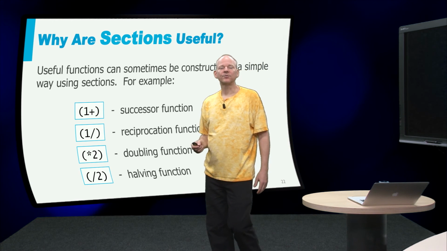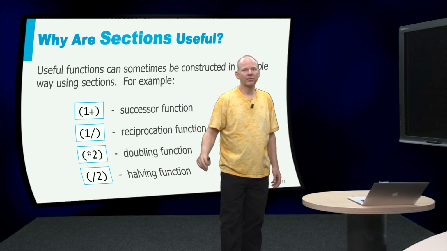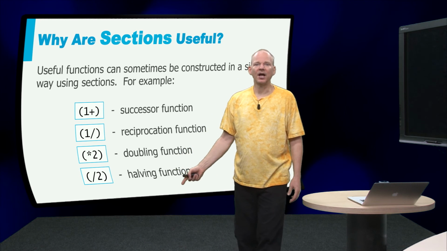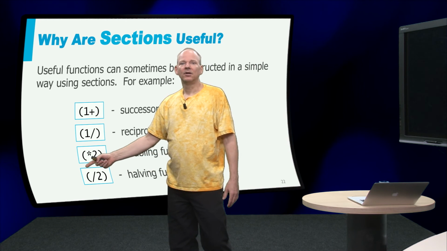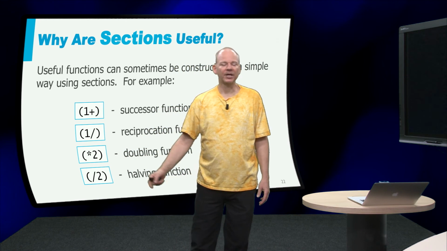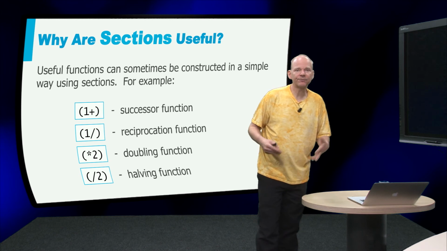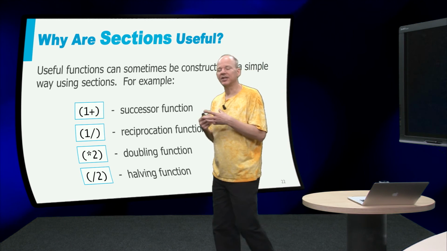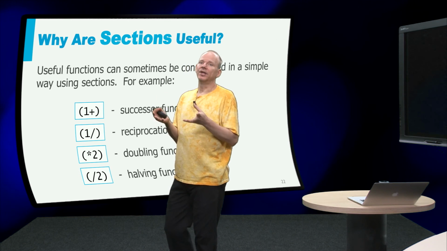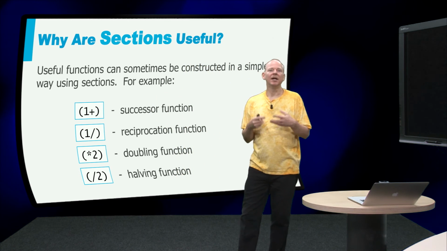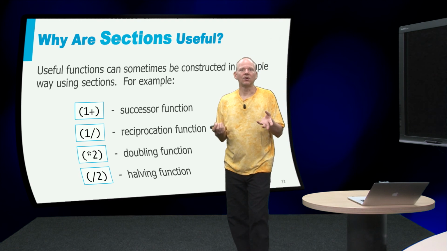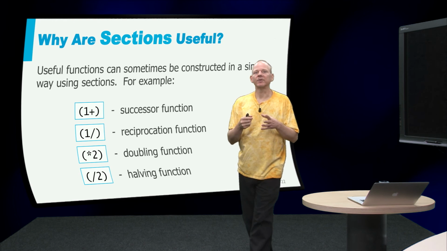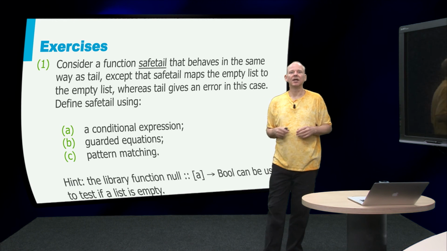So why are sections useful? Well, here are a couple of examples. You want a function that takes an argument and halves it? Well, you just write open paren divided by 2. And you don't have to write lambda x divided by 2. So sectioning allows you to write something without inventing a name. And that's the whole goal of this exercise. Giving names is hard, so we want to avoid that, and sectioning allows you to do that.